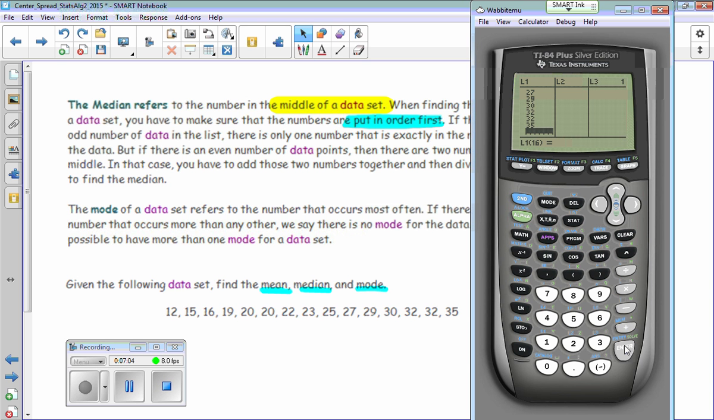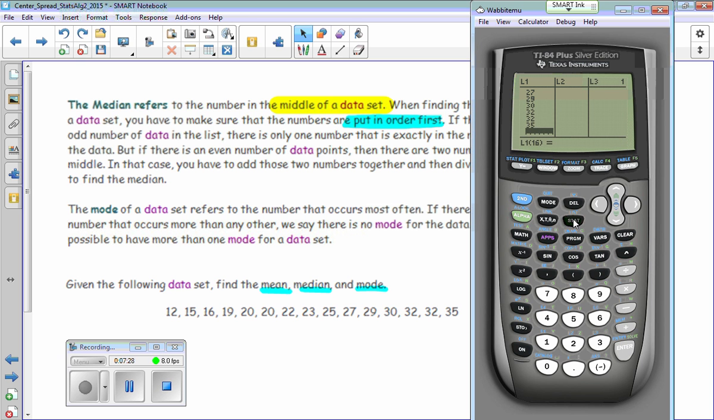I noticed that too. This one, they're already in order, okay? Which is fine. I'm going to show you a couple of things to do with the order in case it's not already in order, because a lot of times it's not.